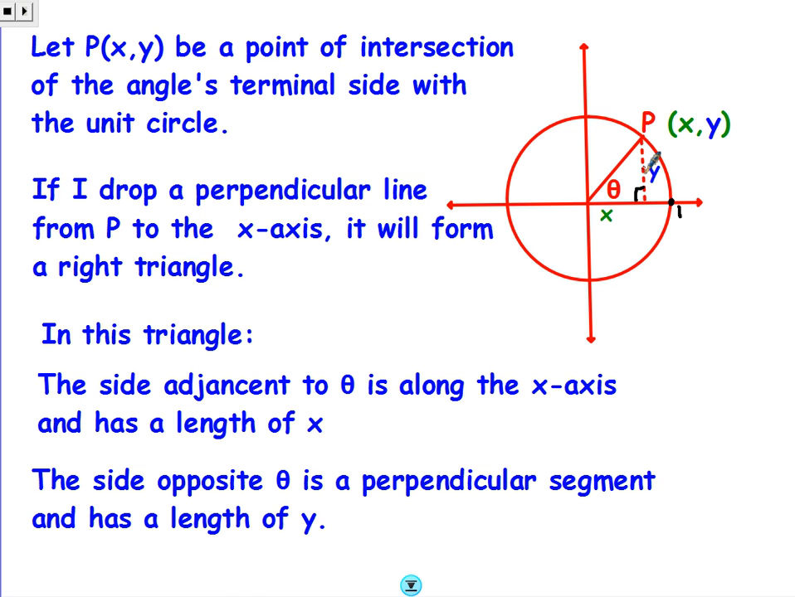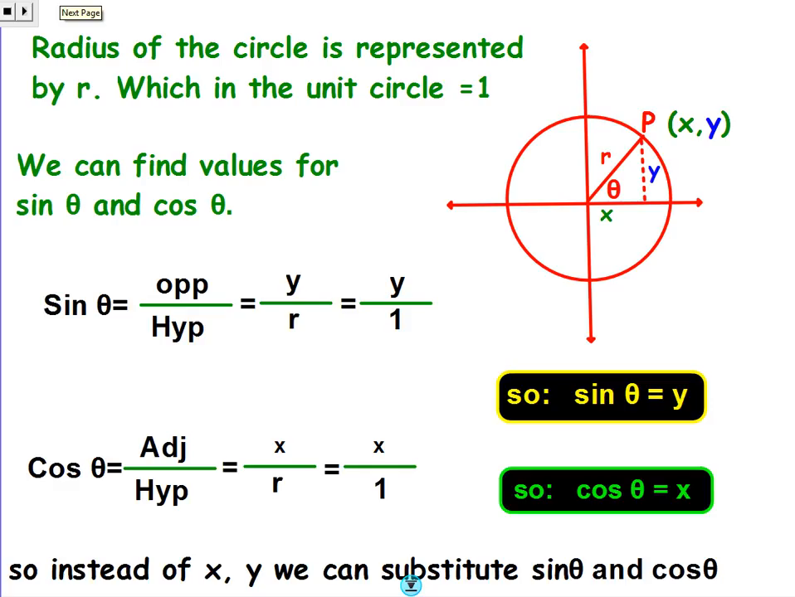Okay, next baby step. So we know that the radius of the circle is represented by r, right? So here's our radius, r, and r is 1. The radius is just 1. So we can find the values for sine and cosine. Sine of theta is opposite over hypotenuse, so it's y over r. And we know that the radius is 1, so it's y over 1. So basically, sine theta equals y.